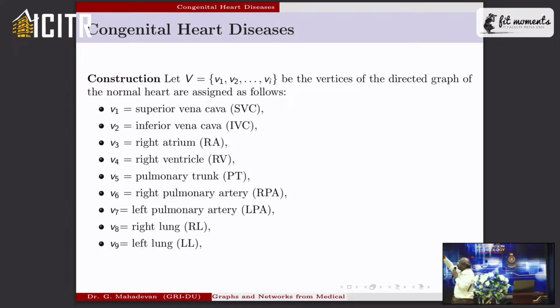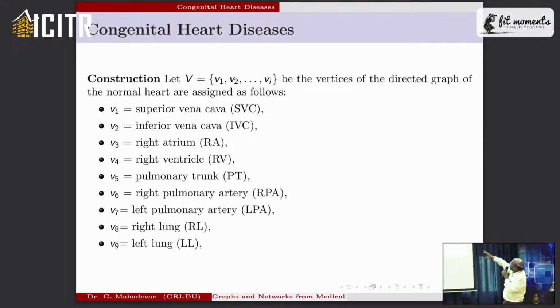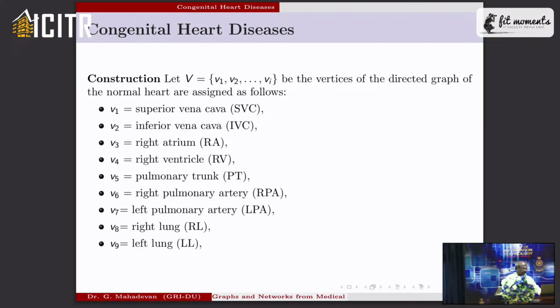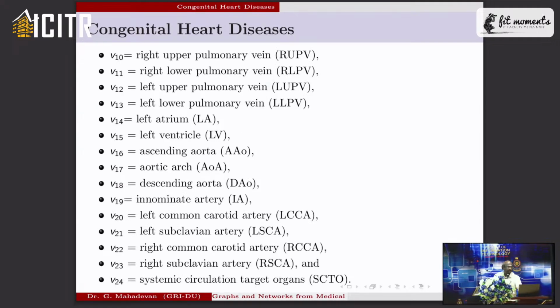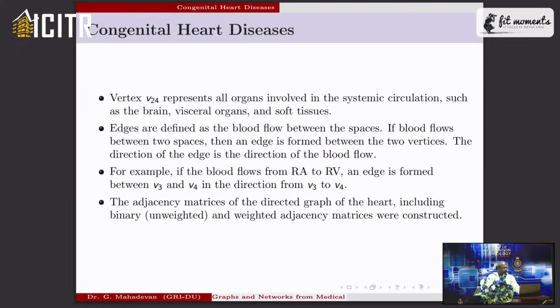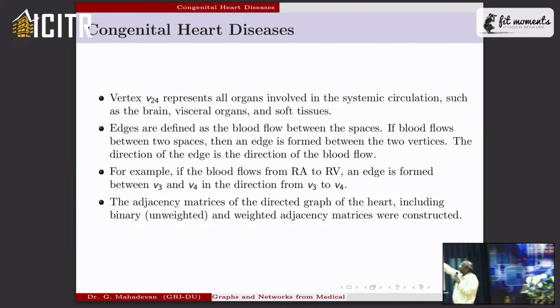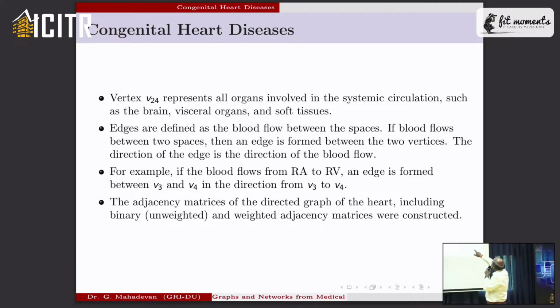So there are many, about 24, chambers and vessels in your heart. Say superior vena cava, let it be V1, V2, V3, V4, etc. Pulmonary trunk, right pulmonary artery, right lung, left lung. Like that, you denote the nodes, say V10, V11, etc., up to V24. For example, if your blood is flowing from the right atrium to the right ventricle, you can put an edge between V3 and V4 in the direction from V3 to V4. That's why I'm telling you that the human heart can be modeled as a directed graph, not an ordinary graph.